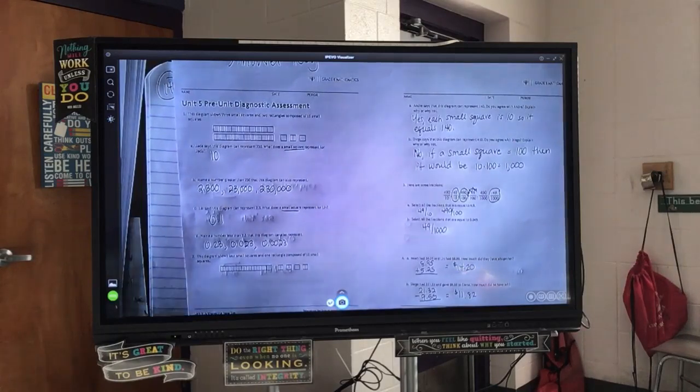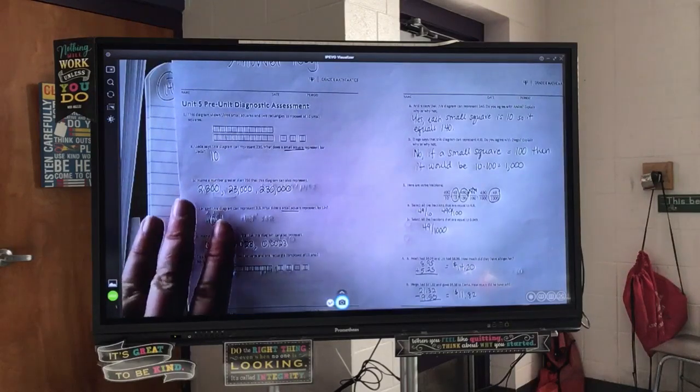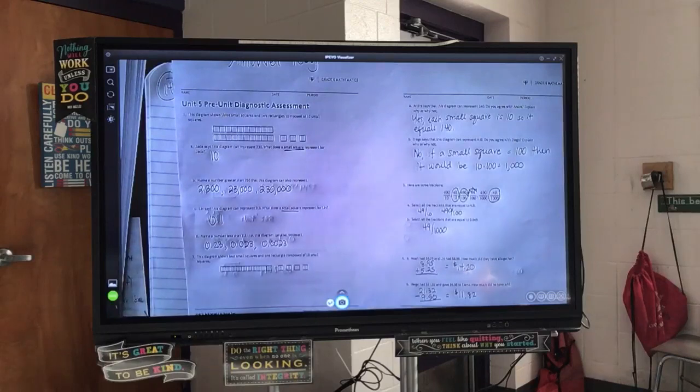Okay. For B, it says name a number greater than 230 that this diagram could represent. So you could do 2,300, you could have done 23,000, you could have done 230,000. Those are some options, don't have to be exact, but those are just some of the options that you could have put for B.